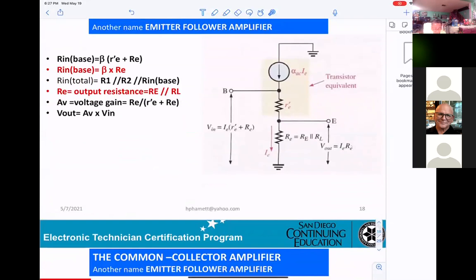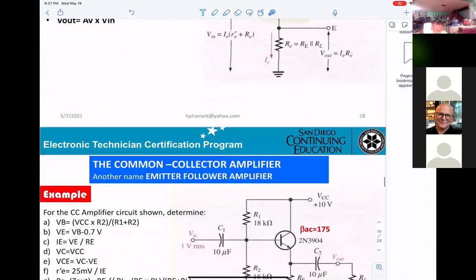And it will be telling you how to do the calculation for R in base, okay, R in total, and also output impedance. That means RE parallel with RL. AC voltage gain will be RE divided by R prime E plus RE. And if you want to calculate the Vout, AV will be times VE.